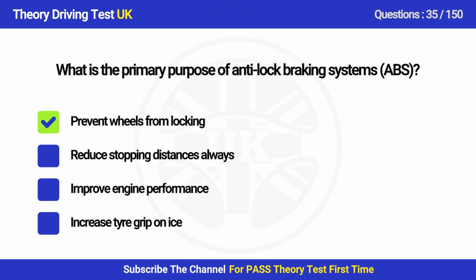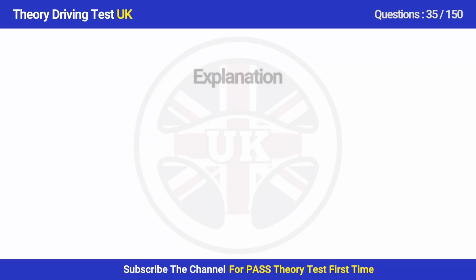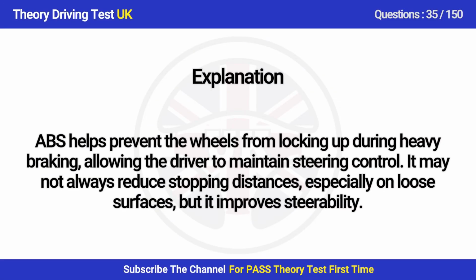Answer is A. Prevent wheels from locking. ABS helps prevent the wheels from locking up during heavy braking, allowing the driver to maintain steering control. It may not always reduce stopping distances, especially on loose surfaces, but it improves control.